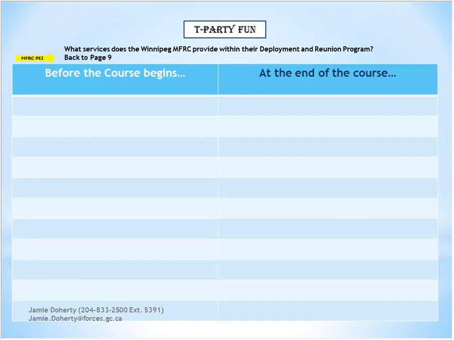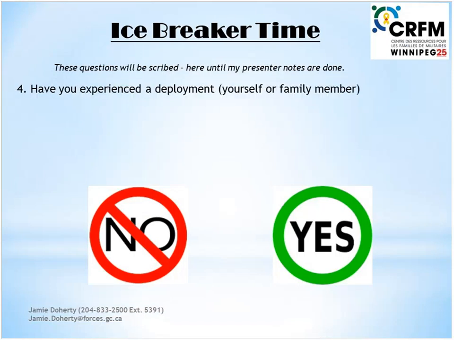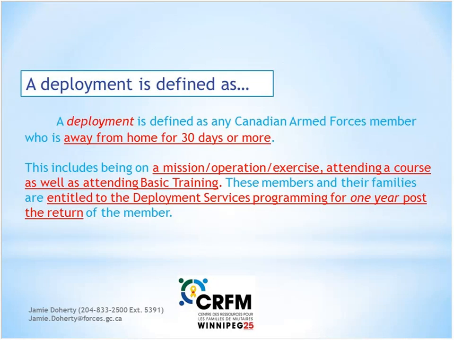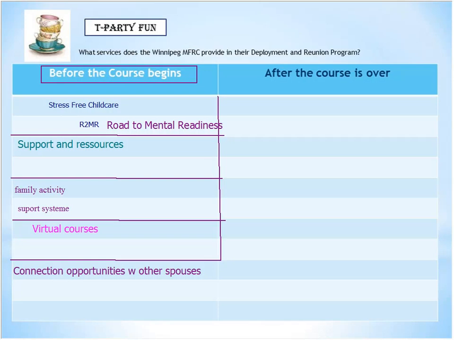So before the course began, we were going through what the MFRC provides for families. So I'm going to quickly go back to the page. Here we go. Before the course, we were talking about what the Deployment and Reunion Program offers. So we said stress-free childcare, R2MR, support and resources, family activity, support system, virtual courses, and connection opportunities with other spouses. On this same page, I'm going to get you to claim a spot again and add something that you may have learned that the Deployment and Reunion Program offers.